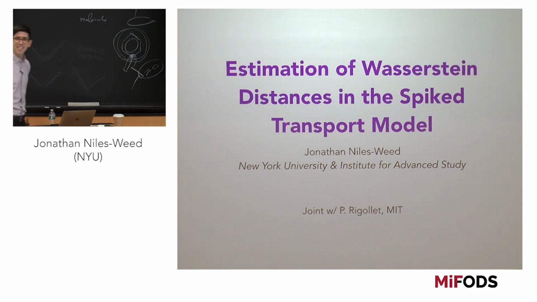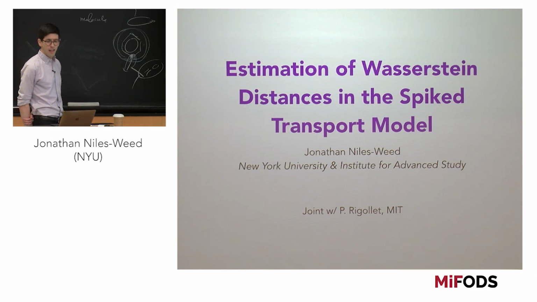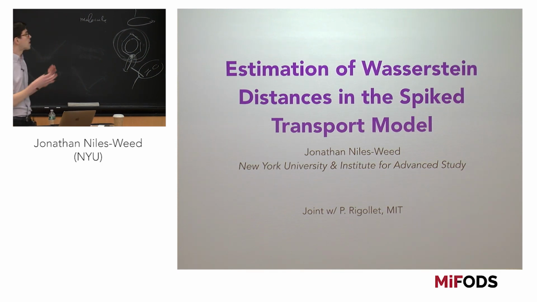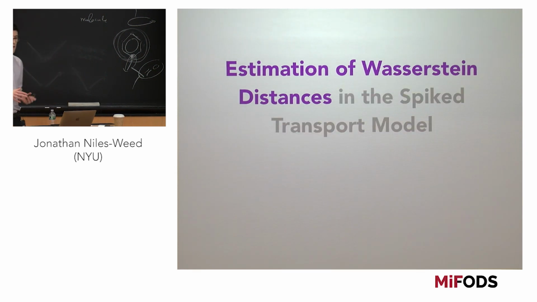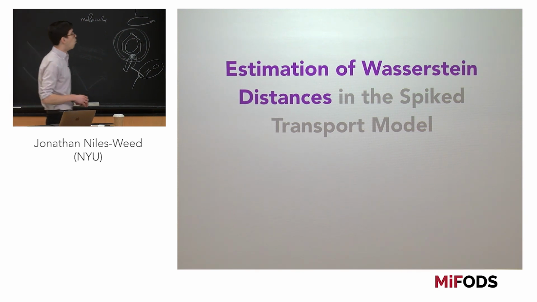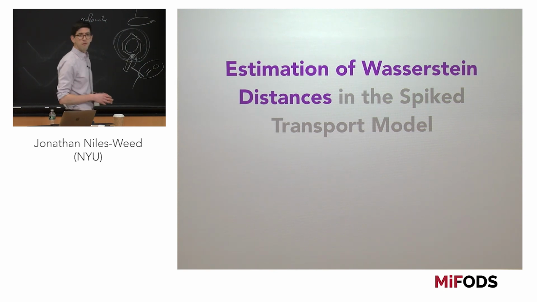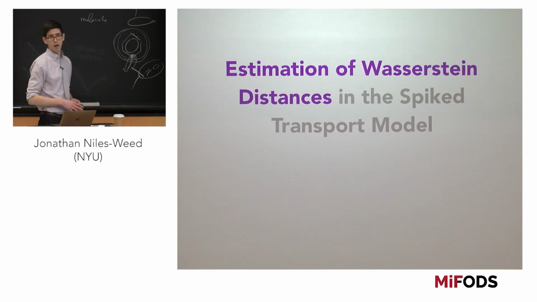OK, so as I said, I'm going to be talking about estimation of Wasserstein distances in the spiked transport model. I don't expect any of these words necessarily to be comprehensible at the moment, but the talk will naturally fall into two pieces. First, I'm just going to tell you about this general problem of estimating the Wasserstein distances. What does this mean? What are the things we know about it from a statistical perspective? What can we hope to accomplish?